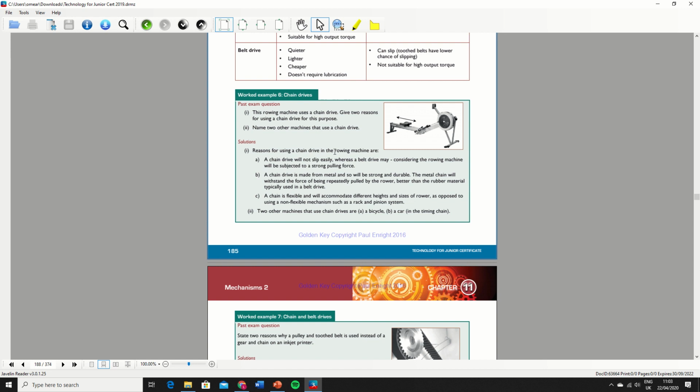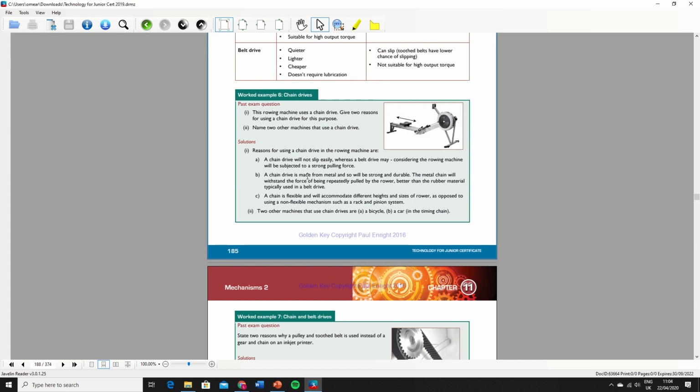So reasons for using a chain drive in the rowing machine are: it will not slip easily, whereas the belt drive may. So consider the rowing machine to be subject to strong pulling force. If you go to the gym, you'll see that if you ever see anyone on the rowing machine or you ever use it yourself, you have to pull back an awful lot of force in this direction. So if you're using a toothed belt or a pulley and belt, it would probably slip if you pulled it too hard. So that's why you use a chain and sprocket.